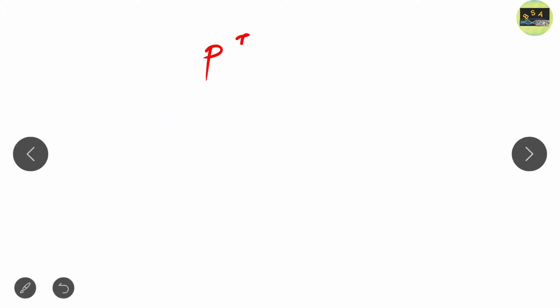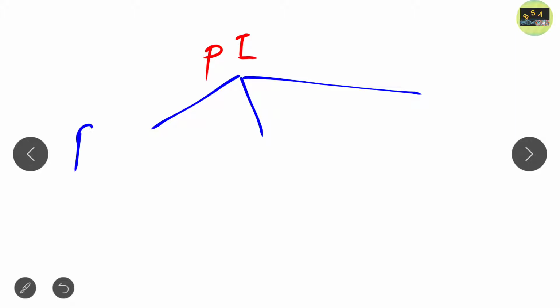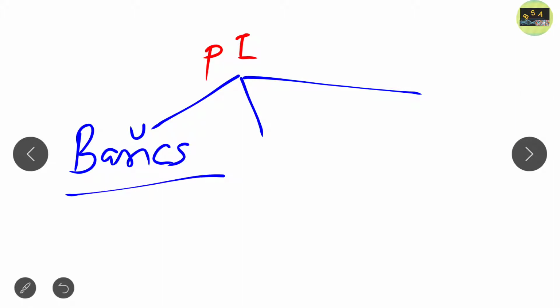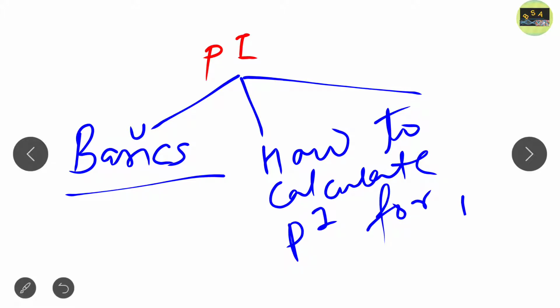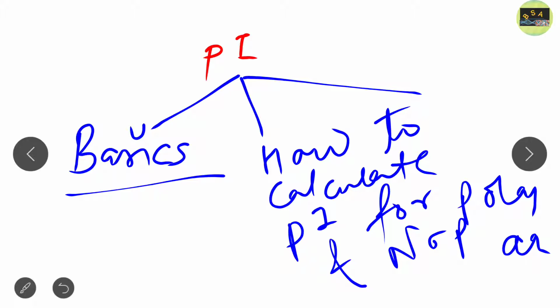Before I start, I just want to mention some points. There will be 3 lectures on isoelectric point. Out of these 3 lectures, in today's lecture, the first lecture on isoelectric point, we will mainly discuss the basics of isoelectric point. In the next 2 lectures we will discuss how to calculate isoelectric point for polar and non-polar amino acids.